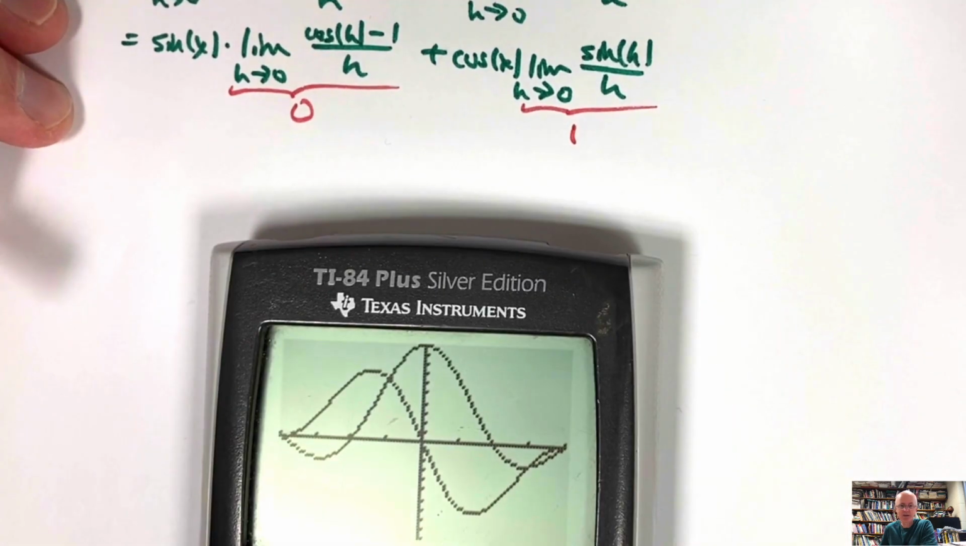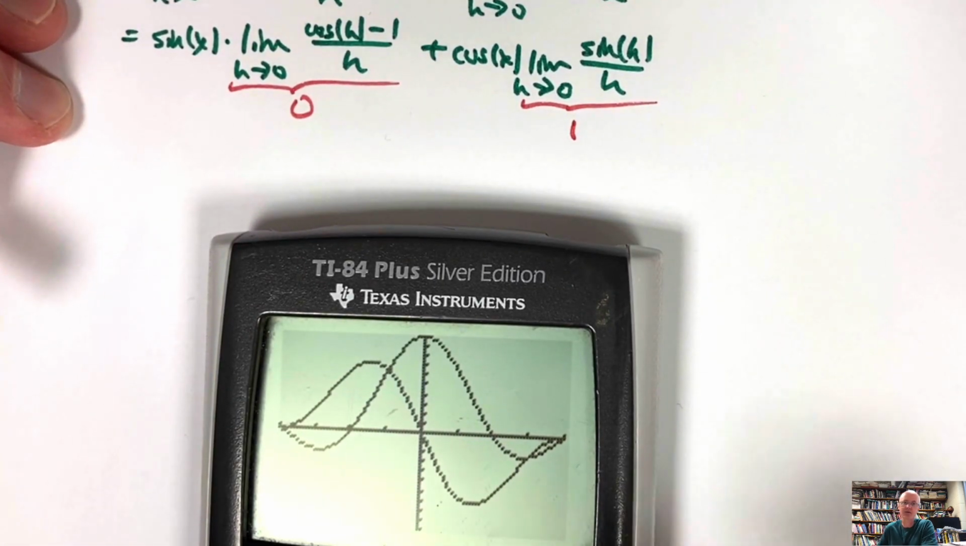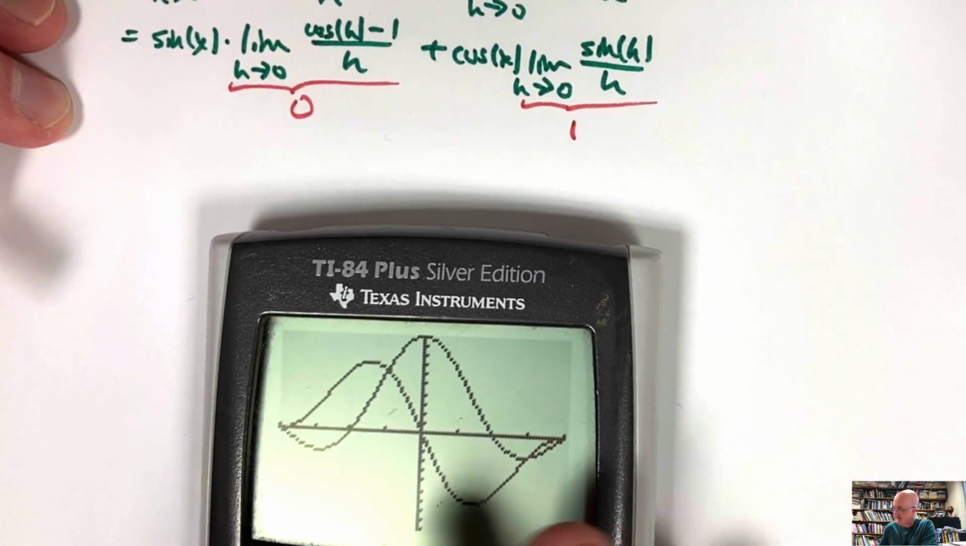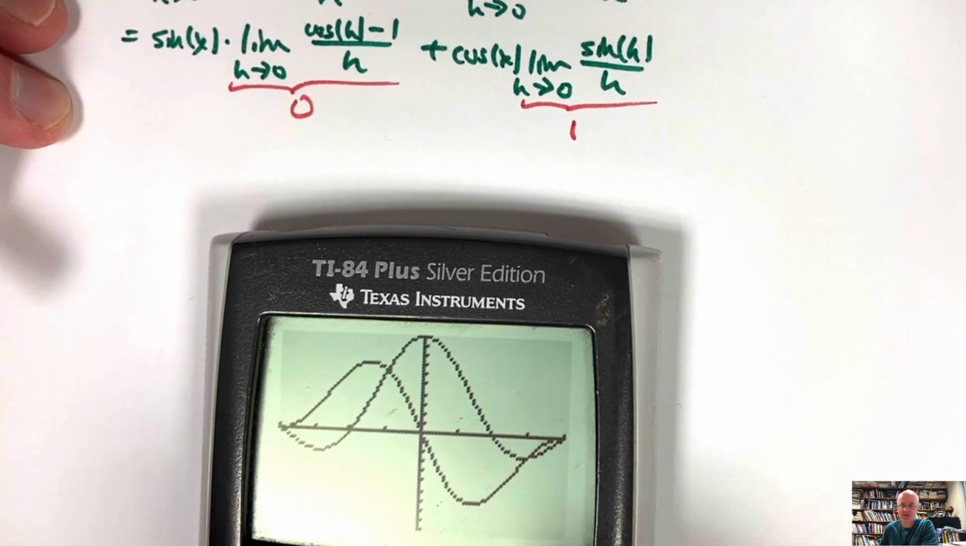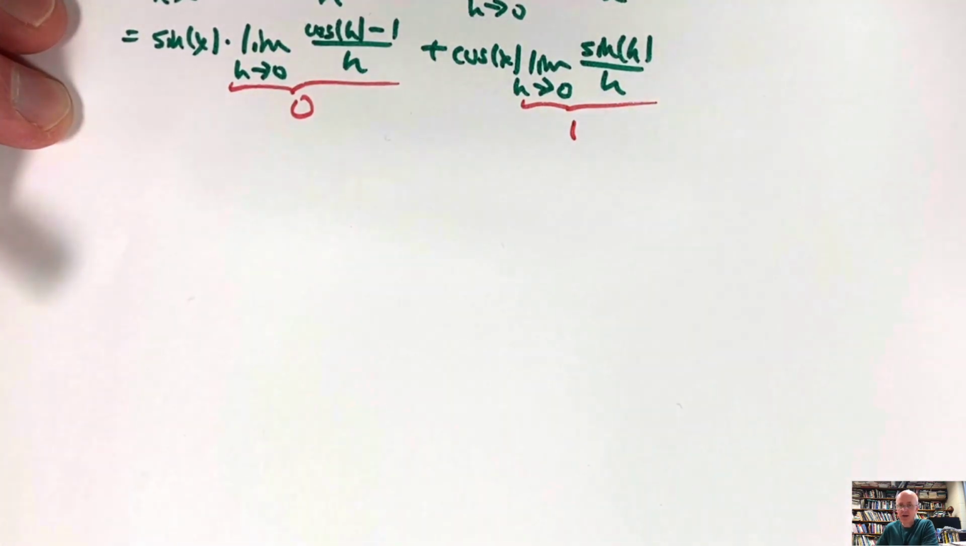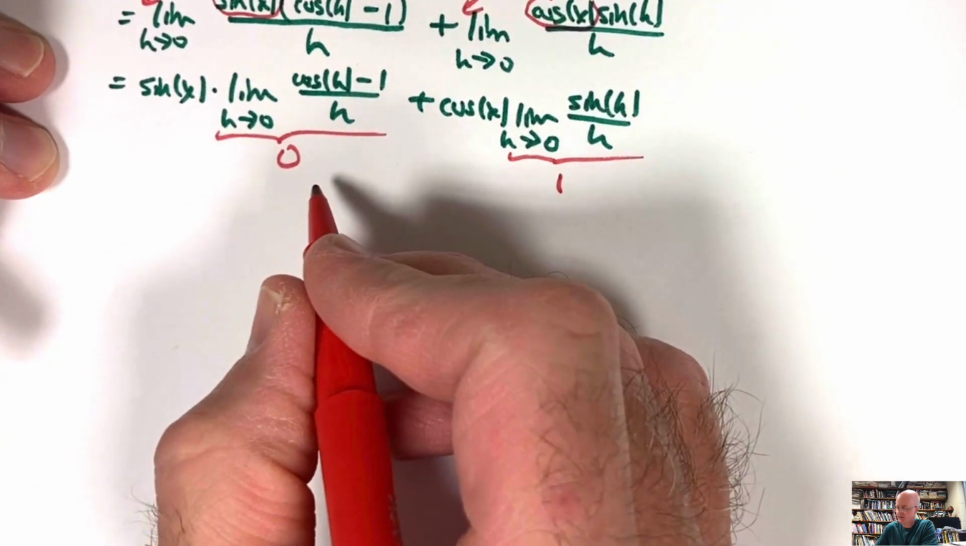Technically speaking, the calculator is hiding the fact that the graphs would have holes in them. You don't see the holes there. Obviously, the calculator is just connecting dots. No vertical asymptotes. These limits exist. This one's 0, this one's 1.